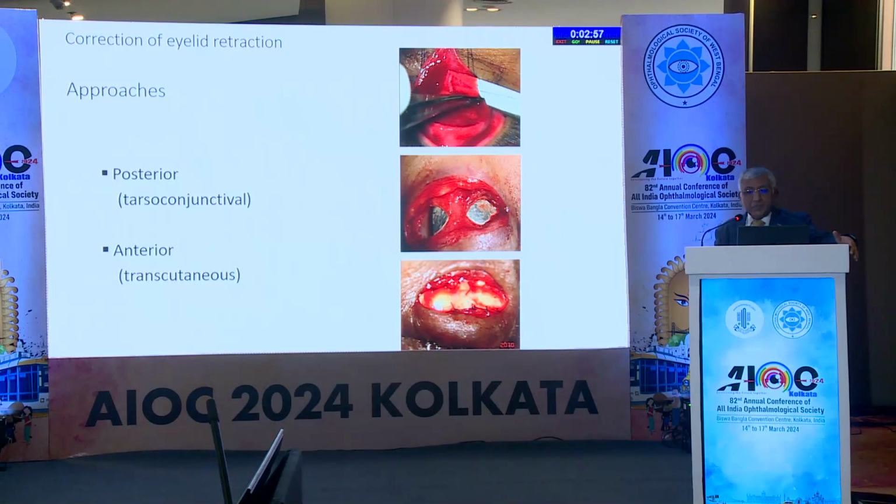So let's look at the approaches that are used. This is the conjunctival approach, where you are dissecting the Miller's muscle away and excising it, or the anterior approach, transcutaneous, which we are using in a blepharotomy or a spacer.